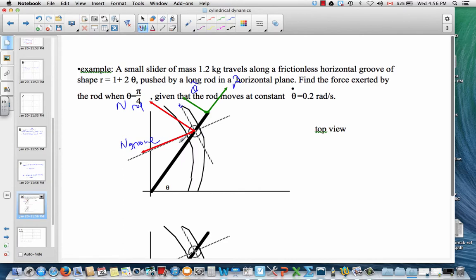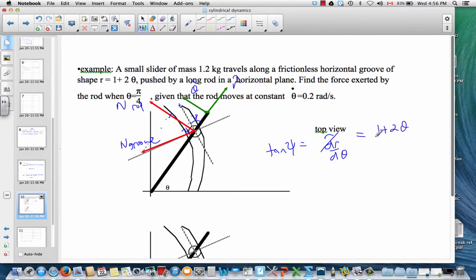We see that this force is in the normal direction, so we're going to need that radial tangential angle psi here. And then this will be the complement of psi, and then this will be psi. And so for this normal groove force, we're going to have a component in the theta hat direction, positive, and a component in the negative radial direction. So we've got to break out that relationship from earlier, which said tan psi was r over dr d theta.